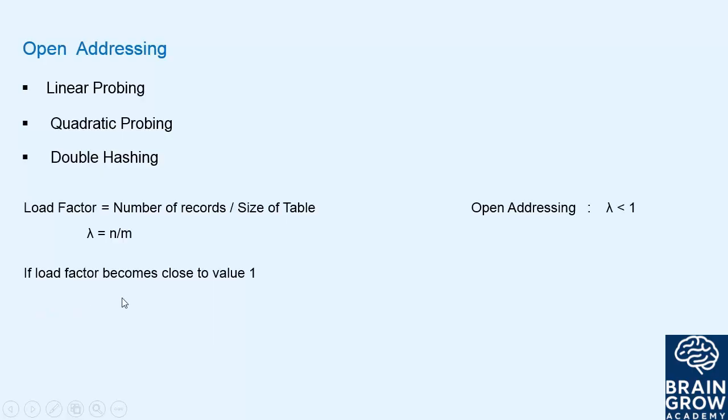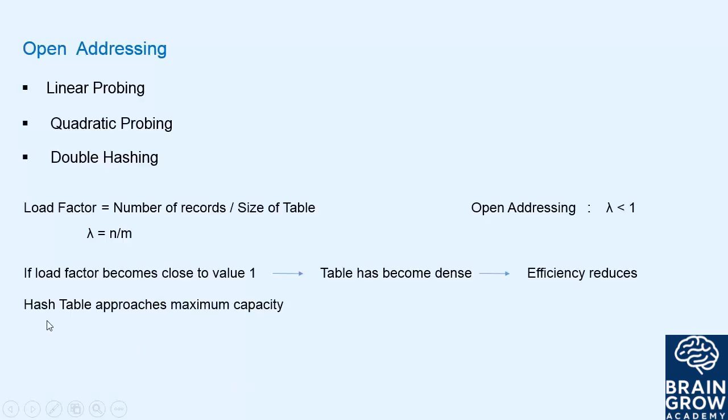If the load factor of a hash table becomes close to value 1, it means that the hash table has become dense. There are many occupied locations and very few empty locations. So there will be more chances of collision and the efficiency will reduce. So as the table approaches maximum capacity, load factor approaches 1 and searching becomes linear. The only solution to this problem is rehashing.